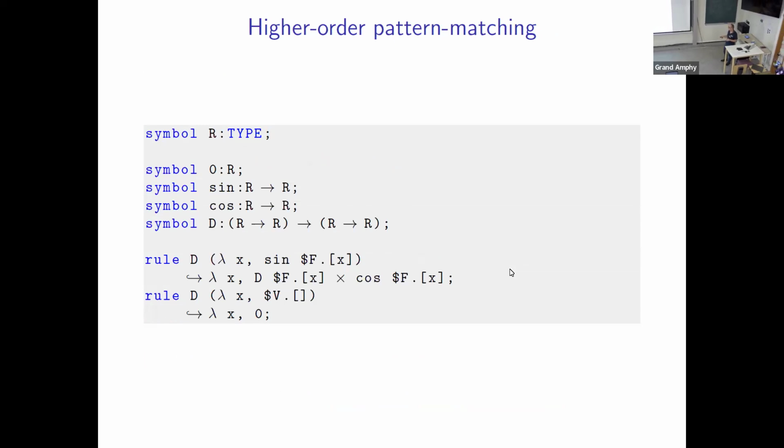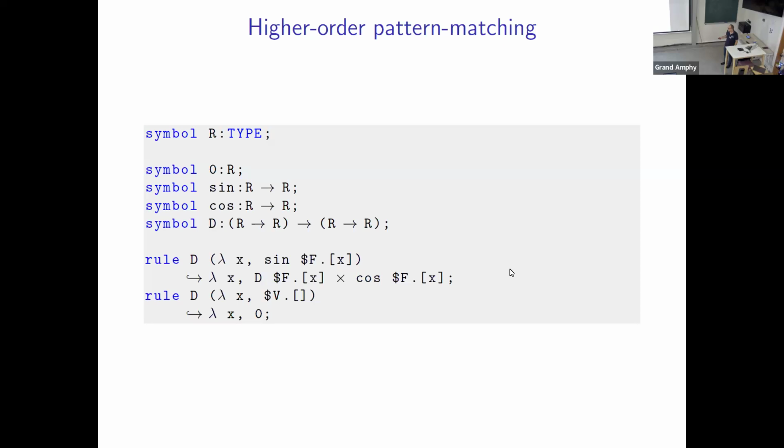So here is a simple example. If you define some derivative operator on real functions. Okay. And then with these rules, we can find what is the derivative of the composition of sinus with some function f, or what is the derivative of some constant function. And this is what we call higher order matching, because you are matching on lambda abstractions.